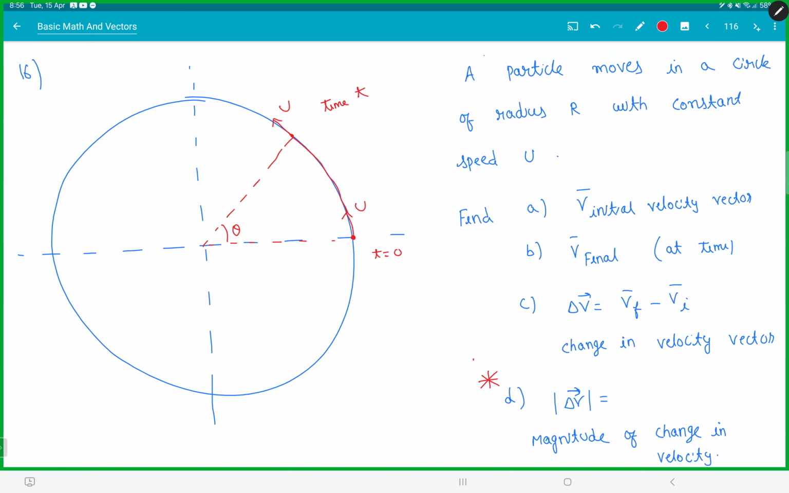Yeah, the initial velocity is easy. Initially it is in which way? Pointing up, na? So u j cap. That's all the initial velocity. So find the velocity at an angle theta, find the change in velocity, find the magnitude of change in velocity. Get them all.